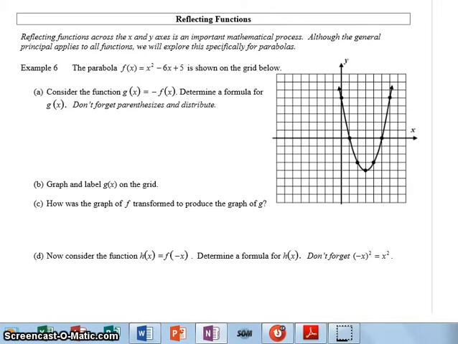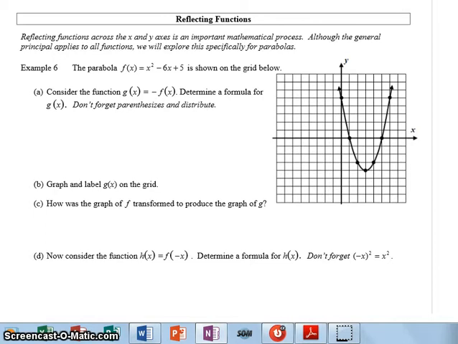This is Unit 4, Day 2, Reflecting Functions. Reflecting functions across the x and y axes is an important mathematical process. Although the general principle applies to all functions, we will explore this specifically for parabolas, so just our quadratic functions.